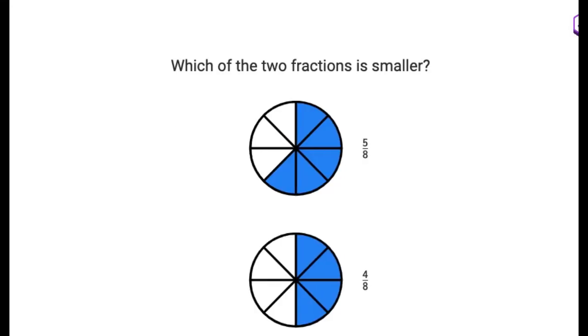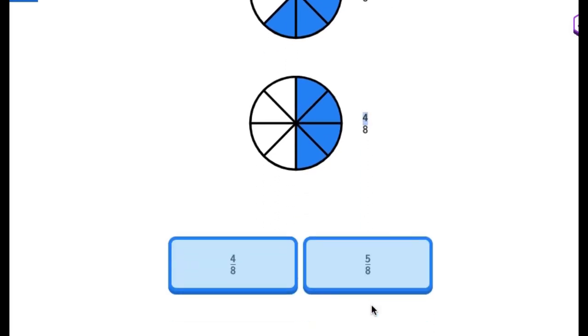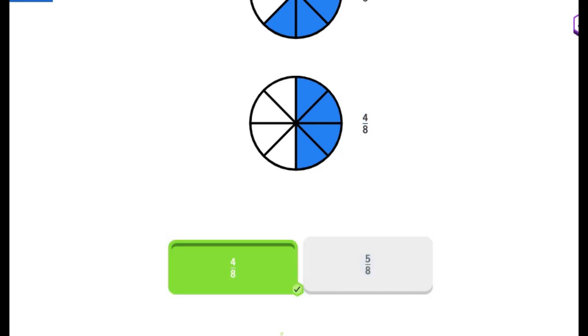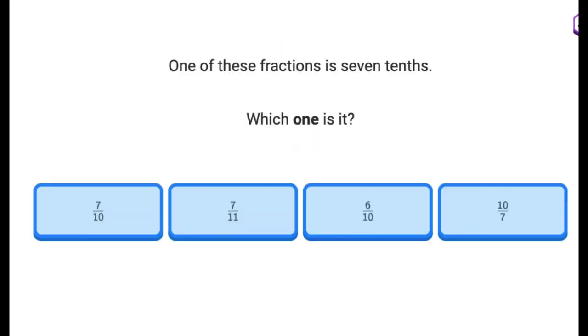Which of the two fractions is smaller? This one will be smaller, I think. Yeah, because it's 4 by 8. I think we need to scroll down. One question is 4 by 8, because it's only 4 parts. The 5 parts will be bigger because 5 is more than 4.